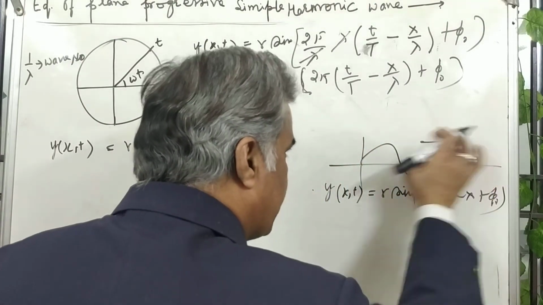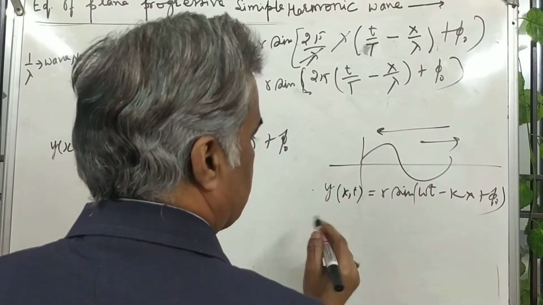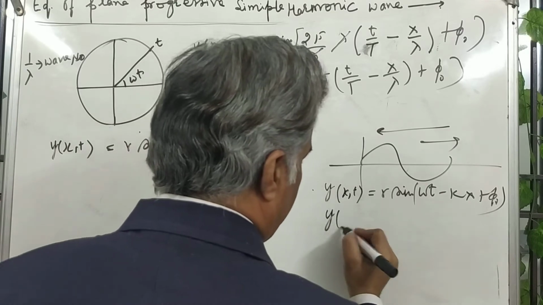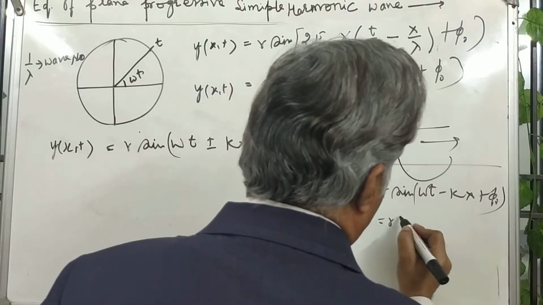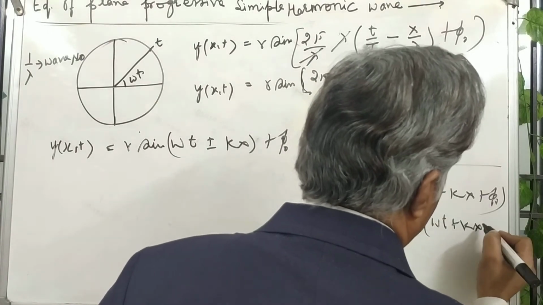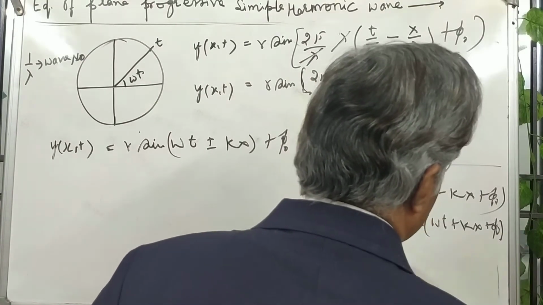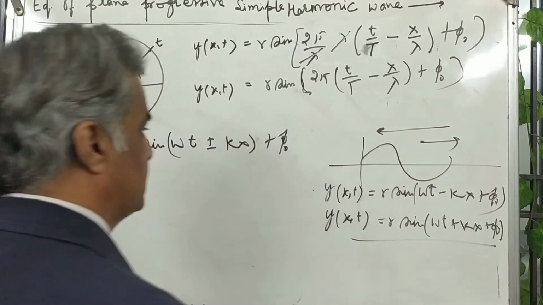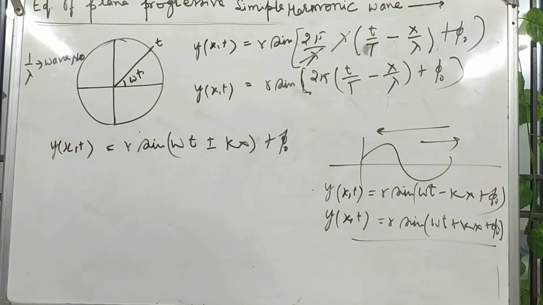But if the wave is coming along this direction, then the y(x,t) equation will be r sin(ωt + kx + φ₀). Now the phase angle will increase. It is not in decreasing order, it is in increasing order.